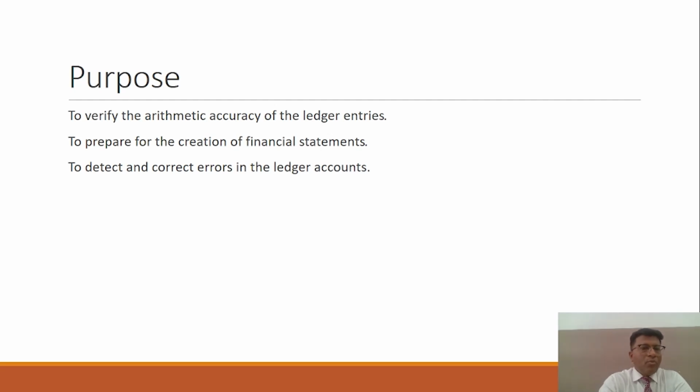So if you want to prepare the trial balance, exactly what is the role of the trial balance? What is the purpose? The purpose is to verify the arithmetic accuracy. Maybe at the time when you were posting the entries into the ledger, you left some transactions unrecorded in the ledger, or you wrote the same entry in the ledger two times. So different kinds of errors may take place. In order to verify the arithmetic accuracy, you need to prepare the trial balance, right? The second purpose is to prepare for the creation of the financial statements.